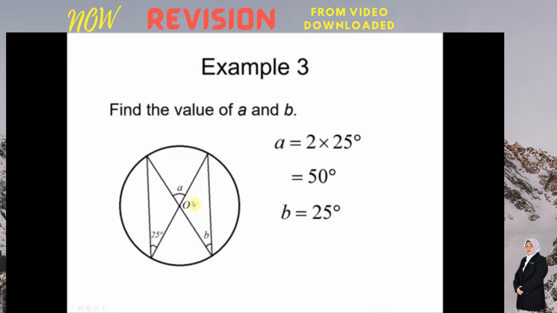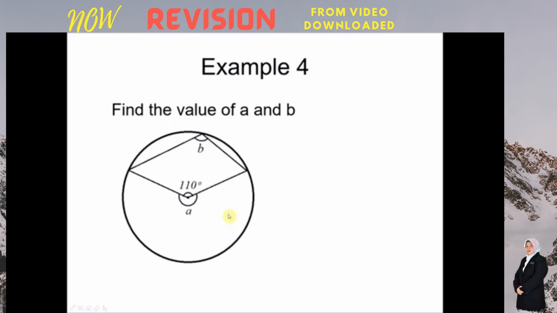I forgot to mention that we usually use O to label the center of the circle. So this point here, the center of the circle, we label it as O. Example 4. This is the center of the circle, which should be labeled O, but I forgot, never mind. Now the question asks us to find the value of A and B.